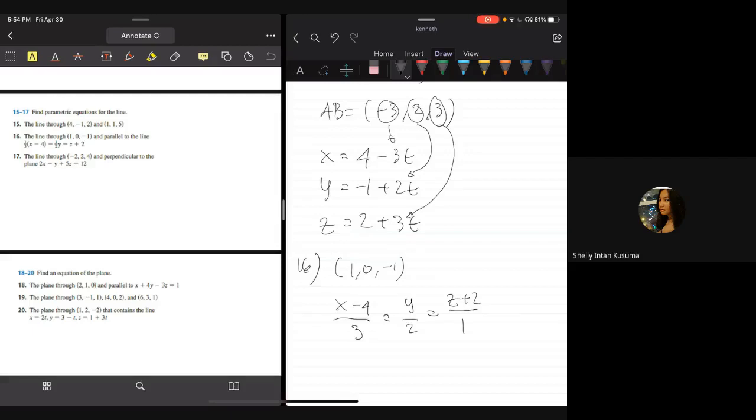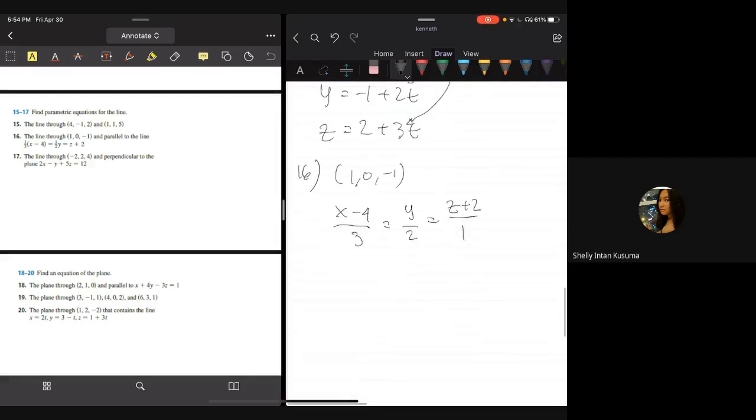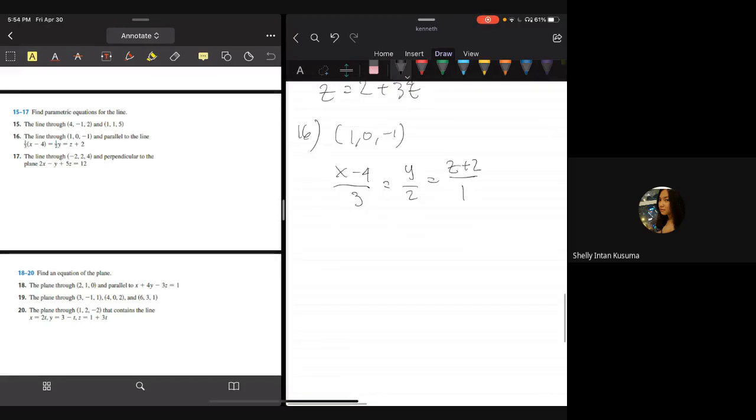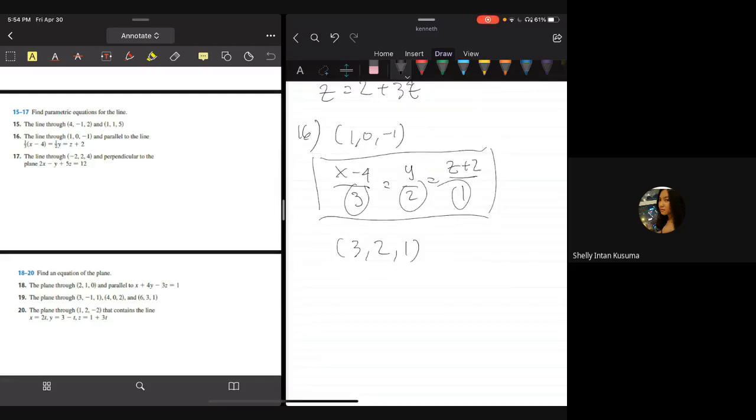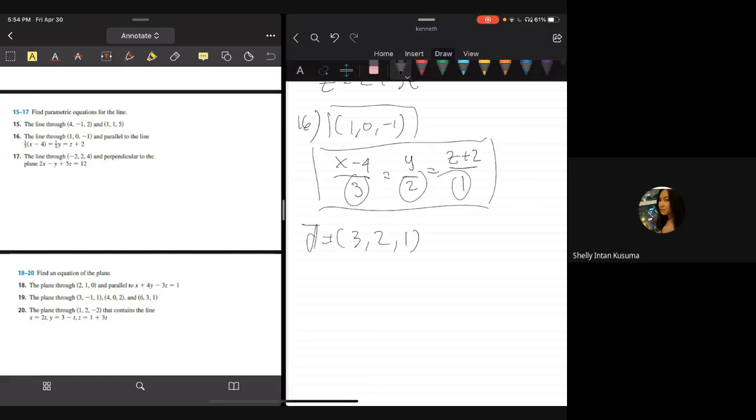Okay, that's correct. Thank you. So first of all, we can get this. This is the symmetric equation, right? And they say that this line is parallel with the given line here. So we can get the direction vector for this equation, which is 3, 2, and 1, the one below here. And we can use this direction vector to create a new line that passes this point.